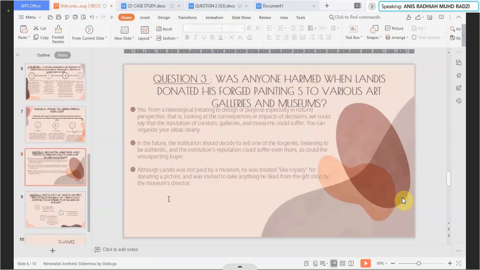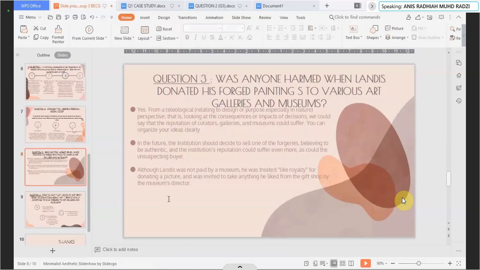the question is, was anyone harmed when Landis donated his project painting to various art galleries and museums? The answer is yes, from a teleological perspective, that is looking at the consequences or impact of decision. We could say that the reputation of curator, galleries and museum could suffer, such as a donor by association could feel duped and disheartened if their funding dollars went to facility improvement to house fake.